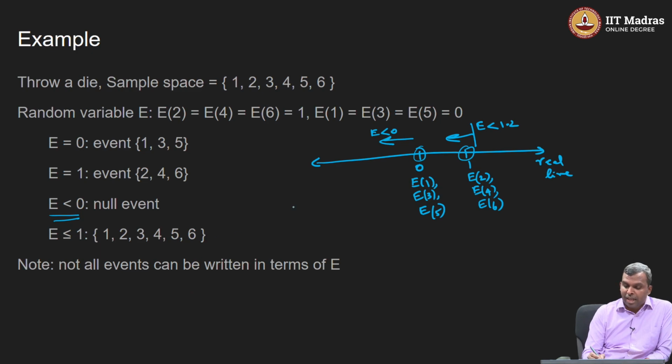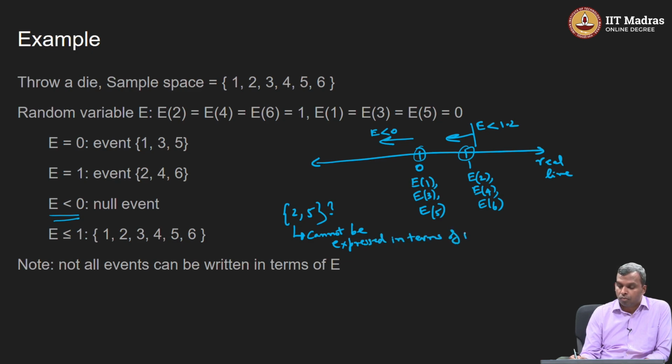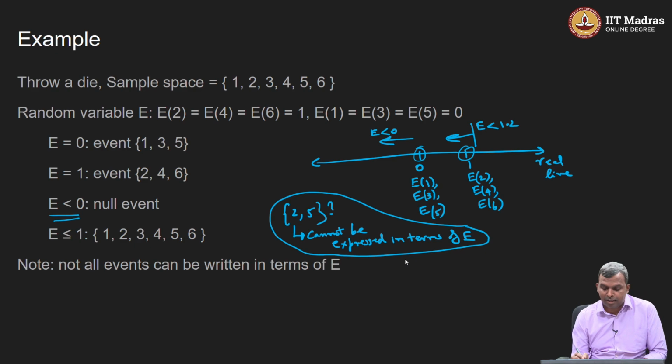Okay, but notice if I have events like {2, 5}, what happens to this event? You cannot express it purely in terms of e, isn't it? So think about this point. That's the reason e is not like a mirror of the original sample space. It loses something. It only represents whether it's even or odd. So if you put {2, 5} as an event, just the value of e is not going to tell you anything, right? So you can't be sure about these kinds of events.